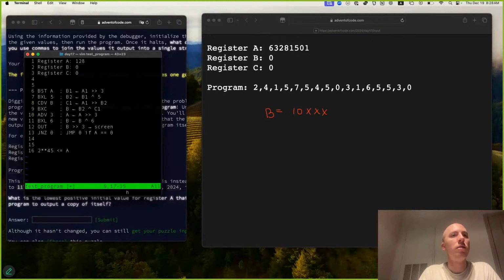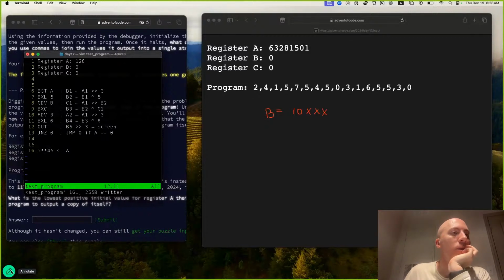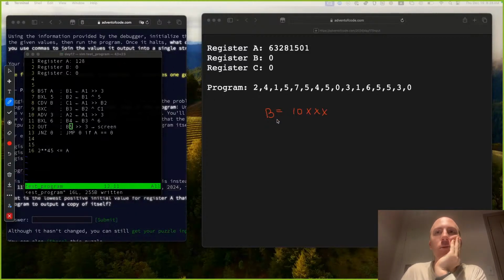And then B3 becomes this thing. And then A2 becomes A1 shifted over by 3. And then we had a B3, so this is B3, and B4 becomes this. And then we have B5 becomes that. That goes out to the screen. So basically we need it to be so that B5 has this form.